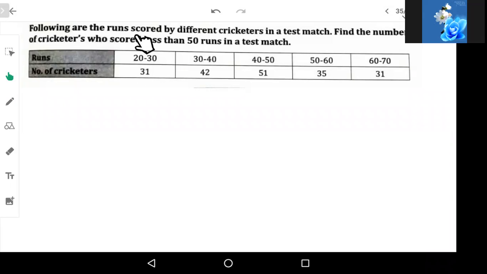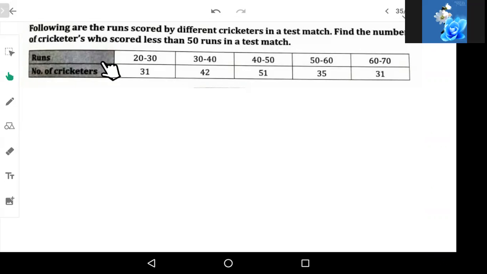Following are the runs scored by different cricketers in a test match. Find the number of cricketers who scored less than 50 runs in the test match. So these are the runs which are scored in a match. We are supposed to find the number of cricketers who have scored less than 50. Here 40 to 50. So less than 50, how many people are there? We have to find out.